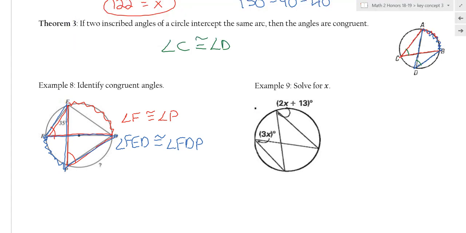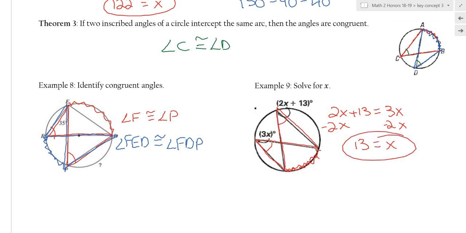All right, looking at example 9, our last one. This angle covers this arc. This angle covers this arc. Thus, those angles are congruent. So we have 2x plus 13 equals 3x. We're going to subtract 2x from both sides. So x equals 13. Okay.